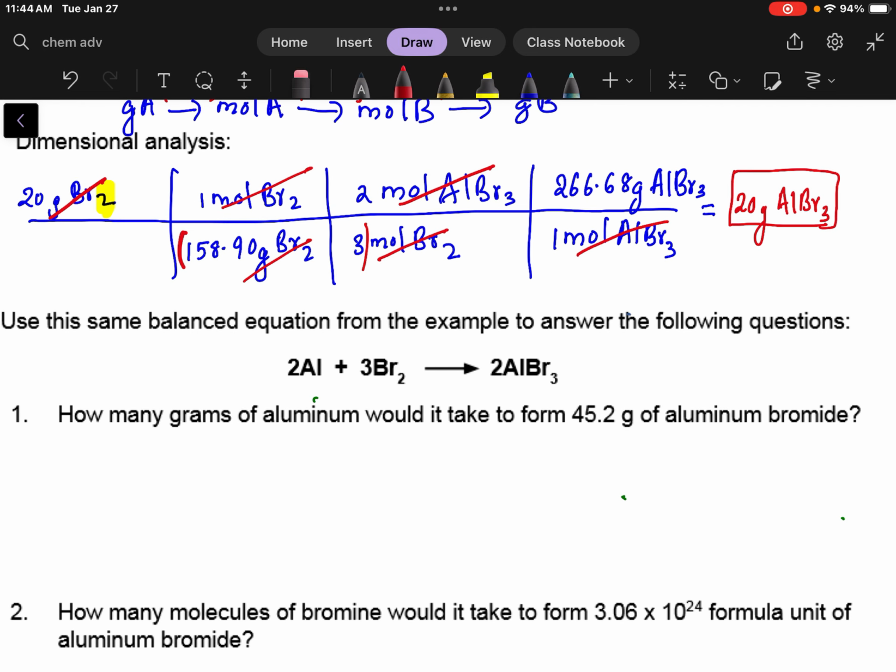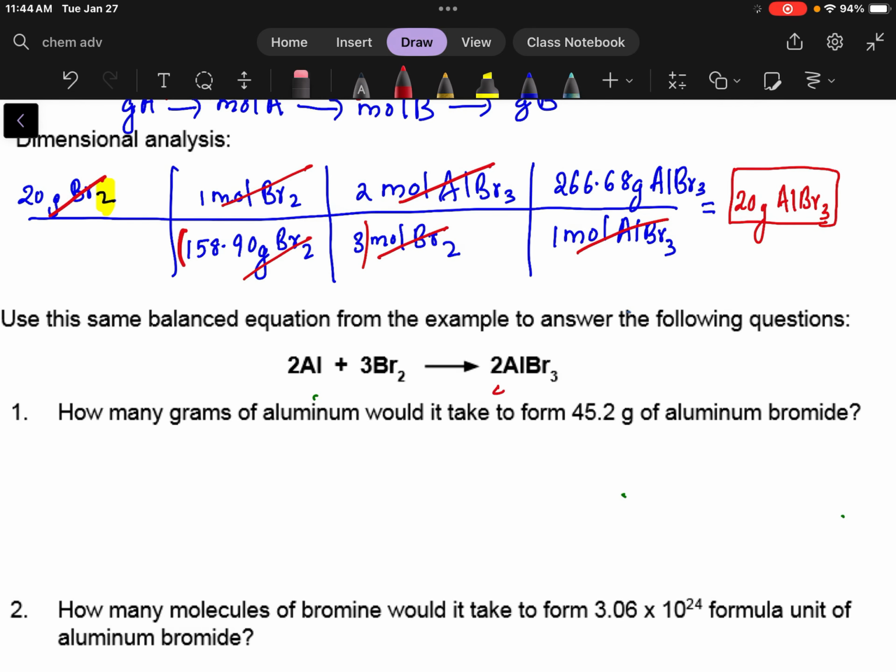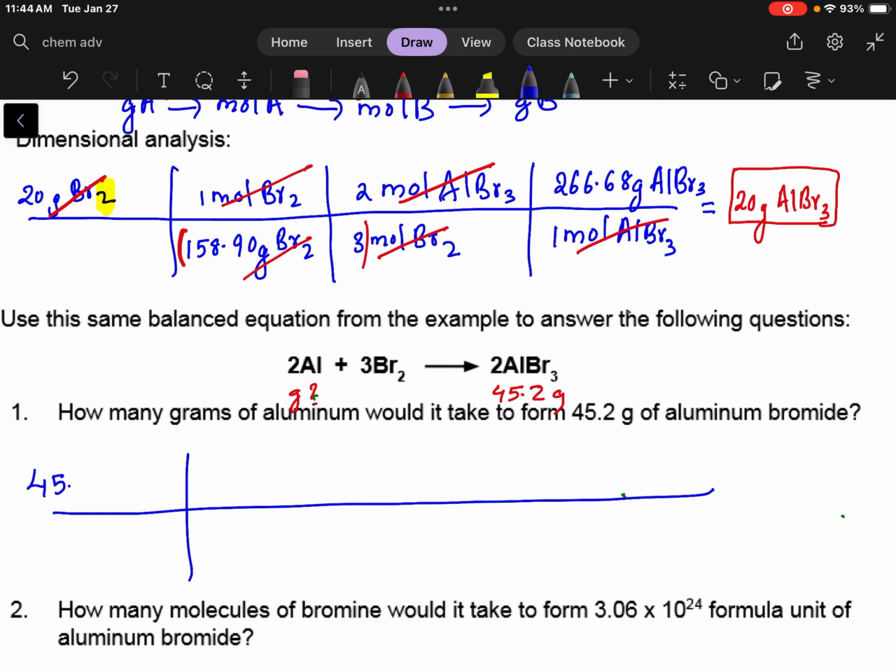This is the same equation. This time it is 45.2 gram of this given. You are going to find how many grams of aluminum. Okay, let's do the T chart. And the given is 45.2 gram of aluminum bromide, oh, it's not aluminum, my bad, aluminum bromide.